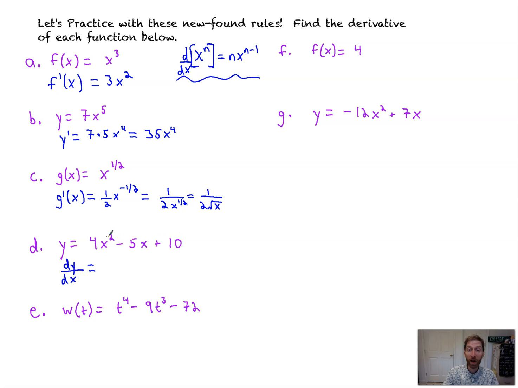So the derivative of 4x squared is 2 times 4, which is 8. 2 minus 1 is 1. So just 8x to the 1, or 8x. Minus 5x is just hanging out. So what's the derivative of this? Well, this is technically like we're doing 5x to the 1. 1 times 5, x to the 1 minus 1. Well, x to the 0 is 1. So that's going to be equal to 5. So that's why that derivative is 5.